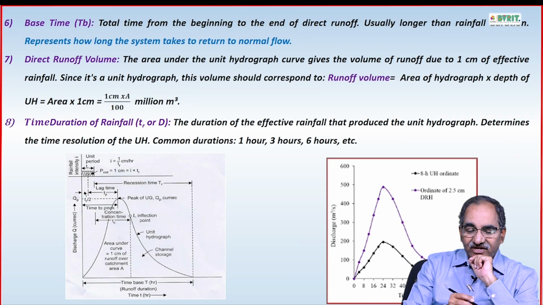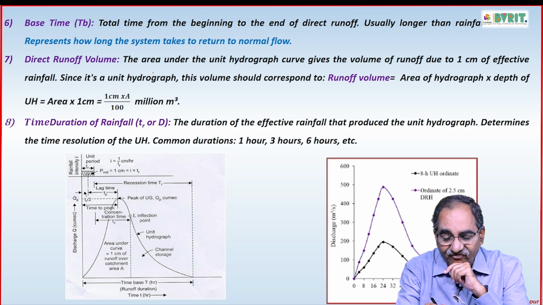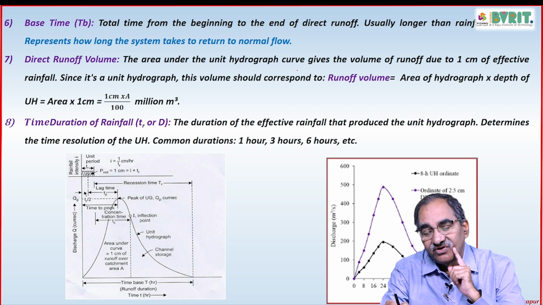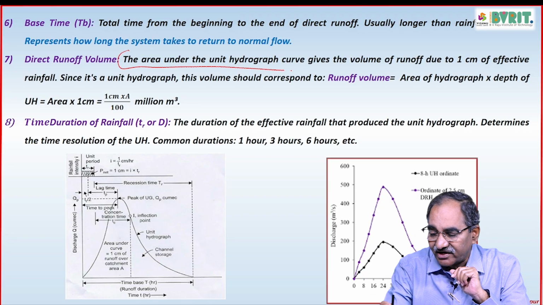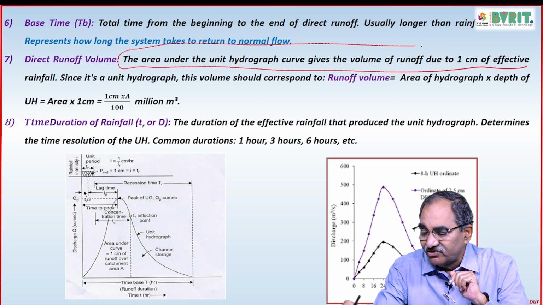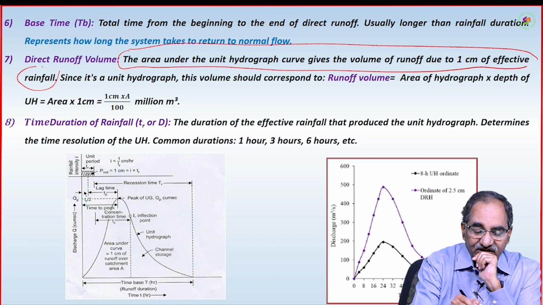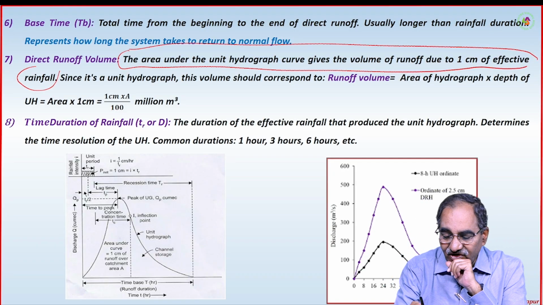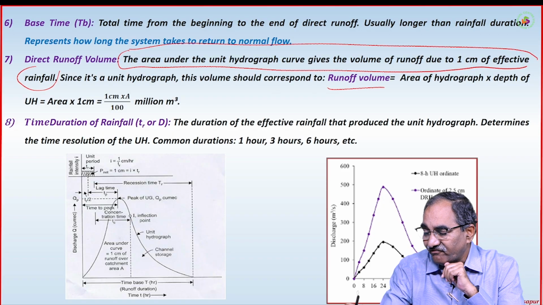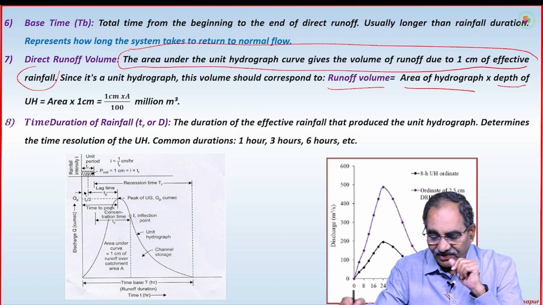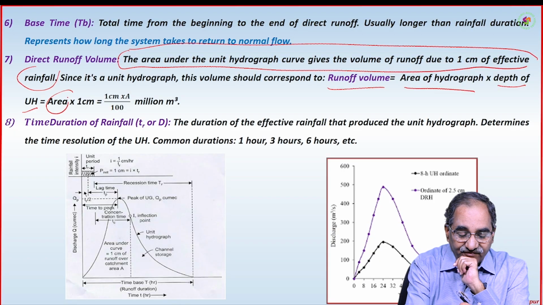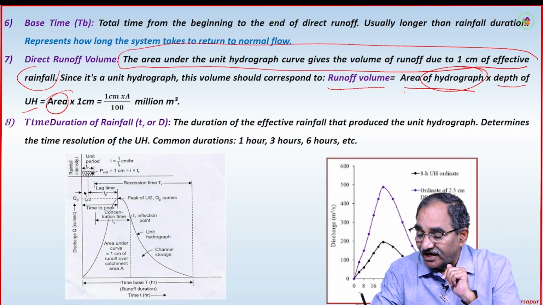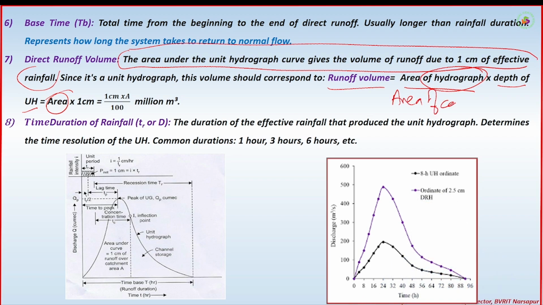So all these definitions we have already mentioned. Again, the area under the unit hydrograph curve gives the volume of the runoff due to 1 centimeter effective rainfall. Since it is a unit hydrograph, the volume should correspond to the runoff volume: area of the catchment multiplied by the depth of UH, that is 1 centimeter.